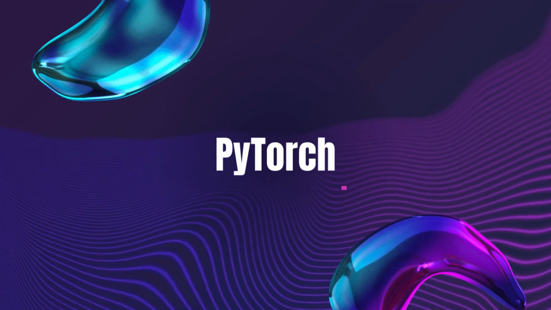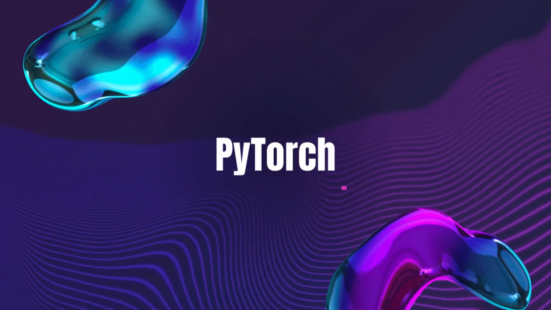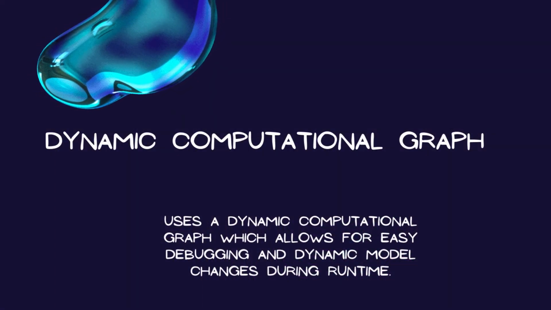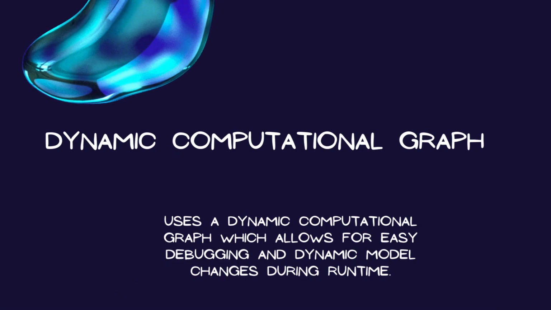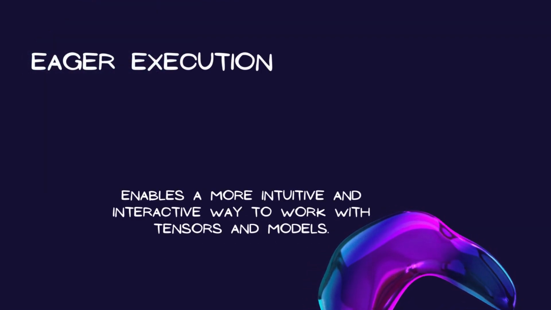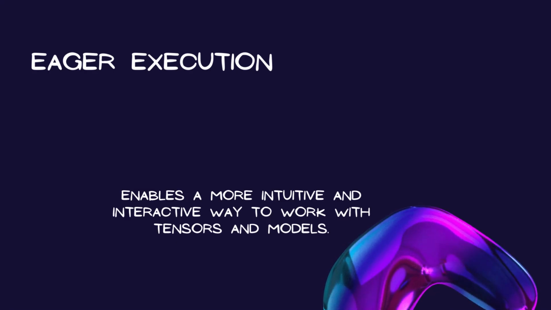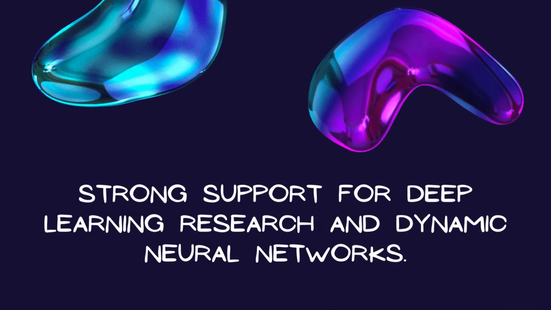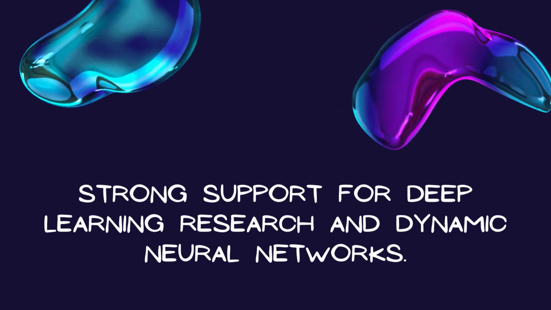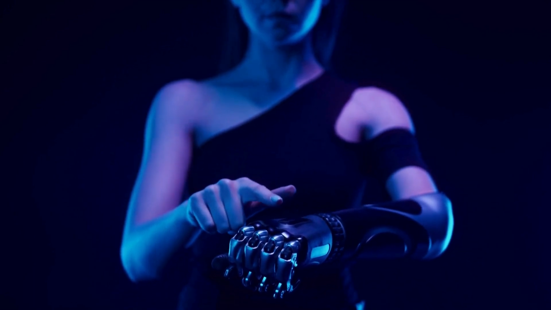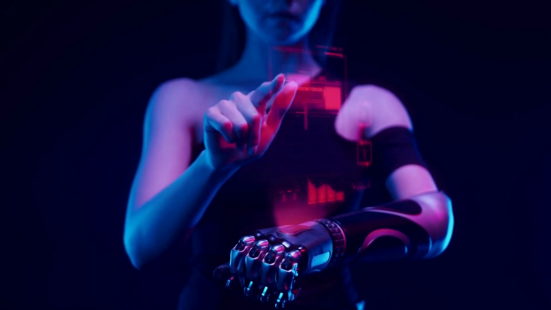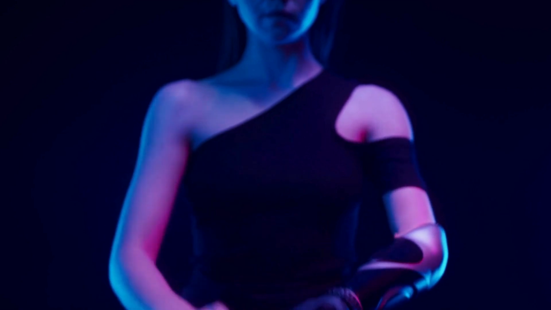PyTorch. PyTorch is a powerful open-source deep learning framework developed by Facebook's AI Research Lab. It provides a seamless interface for building and training neural networks. In PyTorch, we can create a simple neural network using its intuitive syntax. We define the model architecture, set up the loss function and optimizer, and then train the model. PyTorch also supports GPU acceleration, allowing you to leverage the power of graphics cards for faster training. With PyTorch, you can easily create complex computational graphs and perform efficient tensor computations.